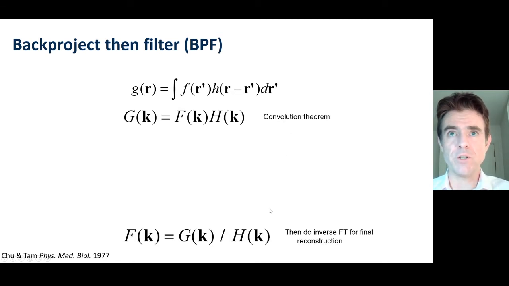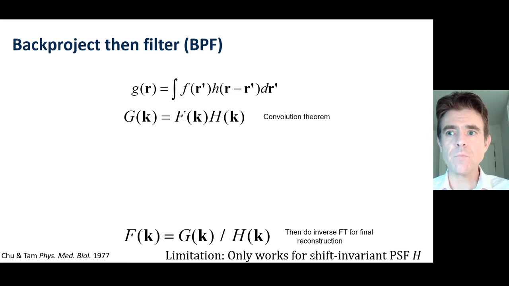If it's just a multiplicative relationship like that, then we can just do a division. So F is equal to G divided by H, and then we just inverse Fourier transform that, and that will give us a reconstruction of the object that was inside the PET scanner field of view. Now, of course, this whole model depends on convolution holding, and so therefore it does require the point spread function h to be shift invariant.